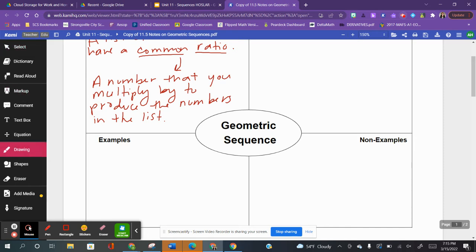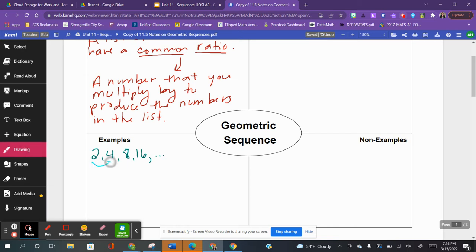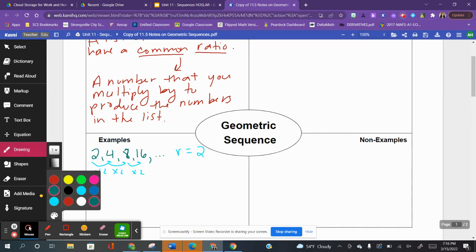So some examples of a geometric sequence would be something like 2, 4, 8, 16, ... And in order to create this sequence, I had to multiply by 2 to get each number in my list. And so we say that the common ratio, or R, would be 2. So for arithmetic, it was D for common difference. And for geometric, it is R for common ratio.